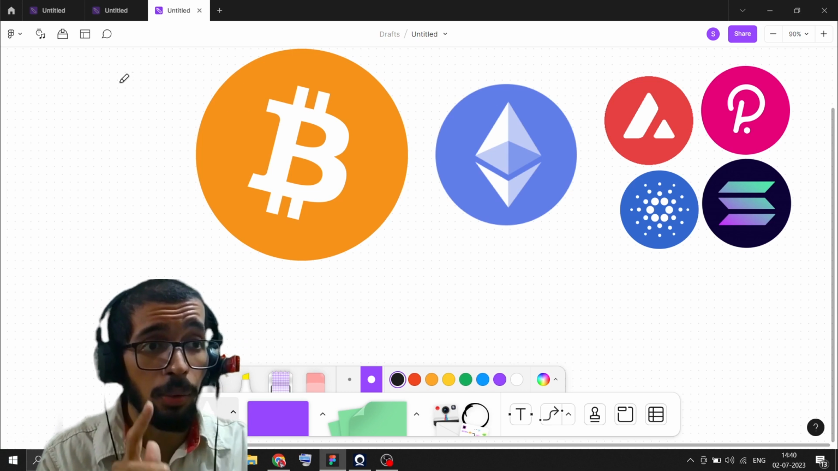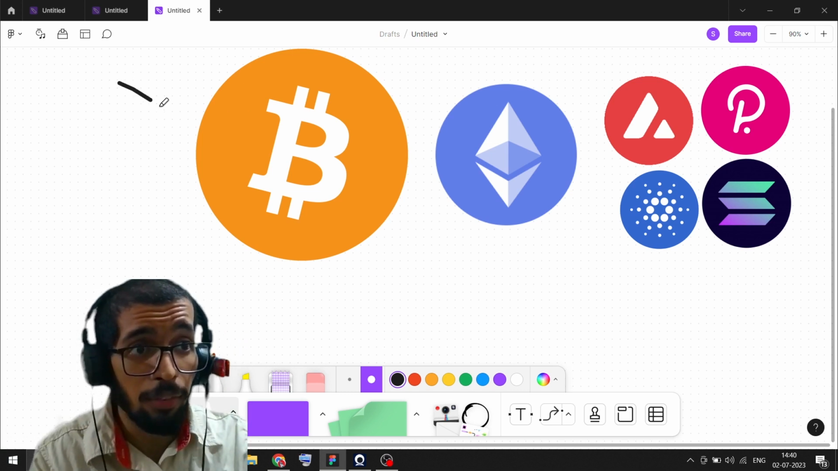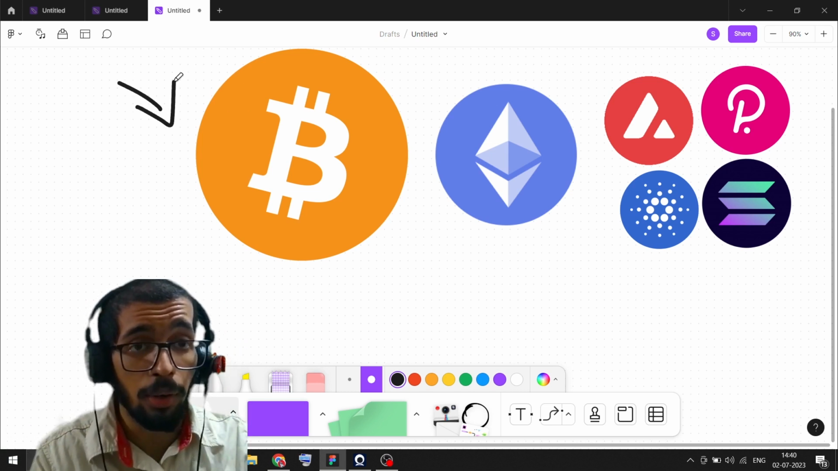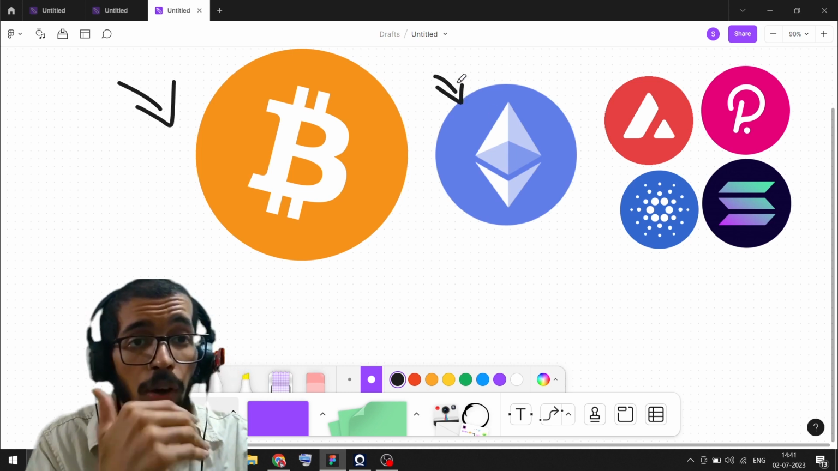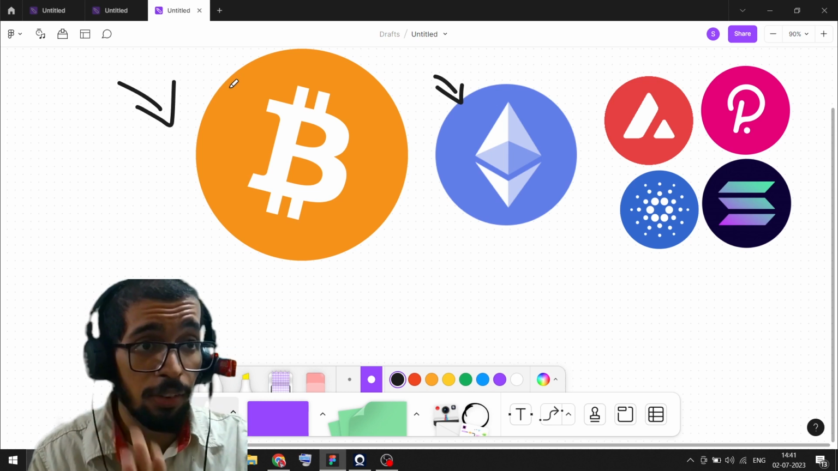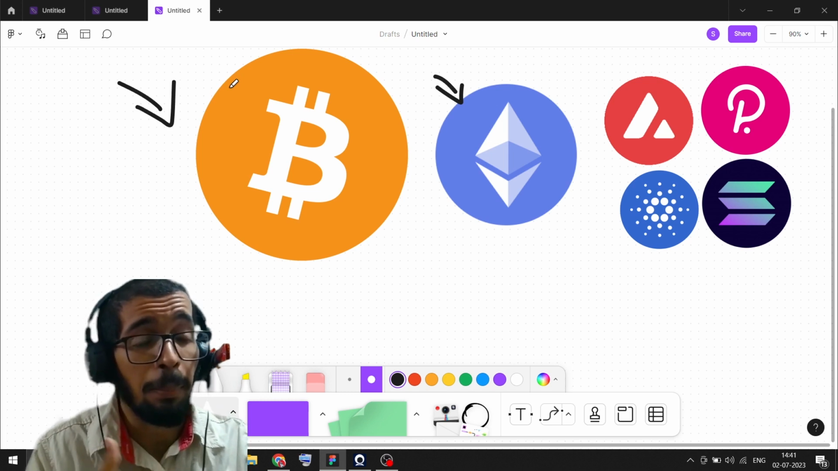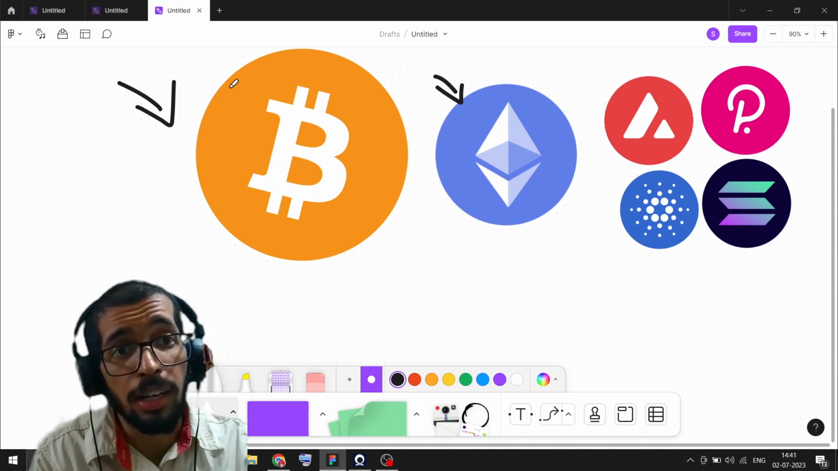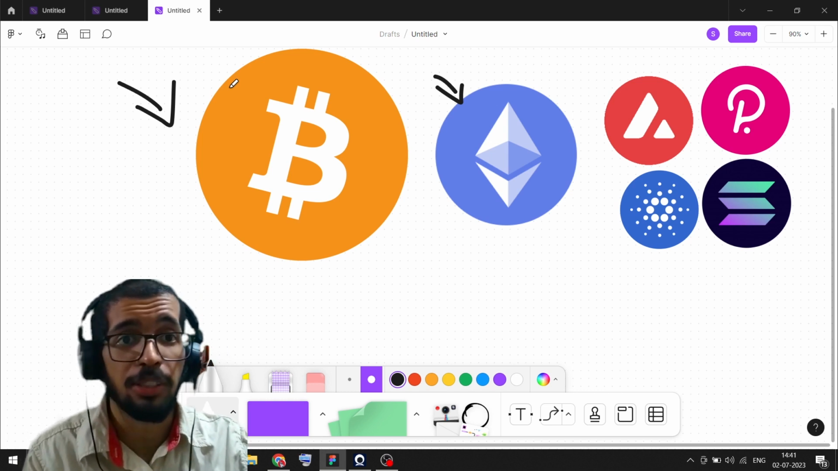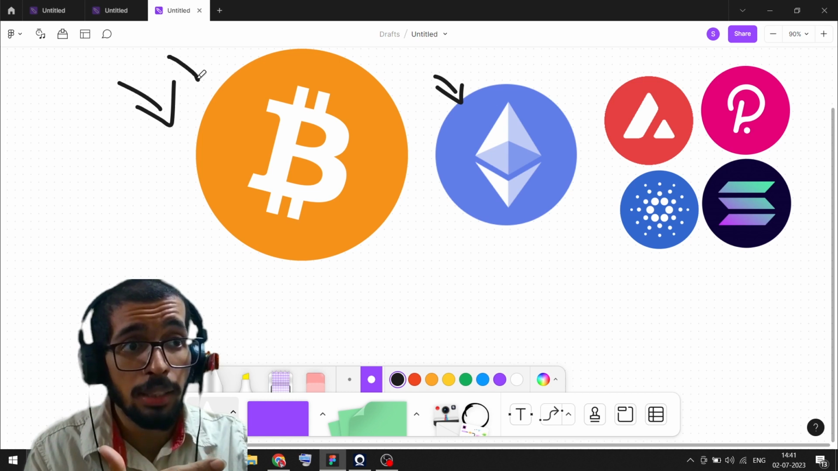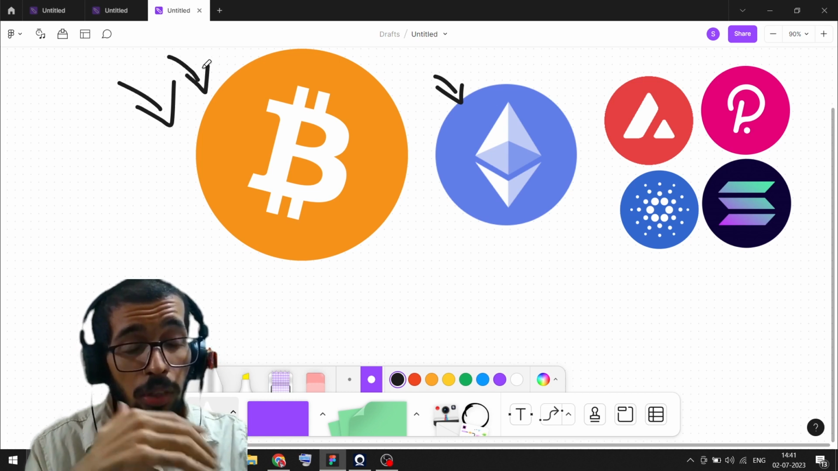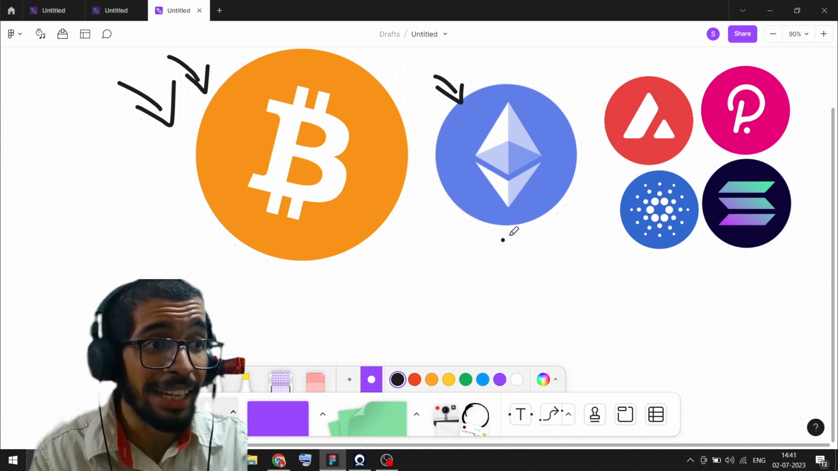As you all know, the basic is that everything follows Bitcoin. After Bitcoin, it's Ethereum next. We all have to watch the Bitcoin chart first, because this makes the whole market move. If Bitcoin dumps, the full market dumps. If Bitcoin pumps, the full market pumps. So first it's always Bitcoin, and after Bitcoin it's Ethereum.